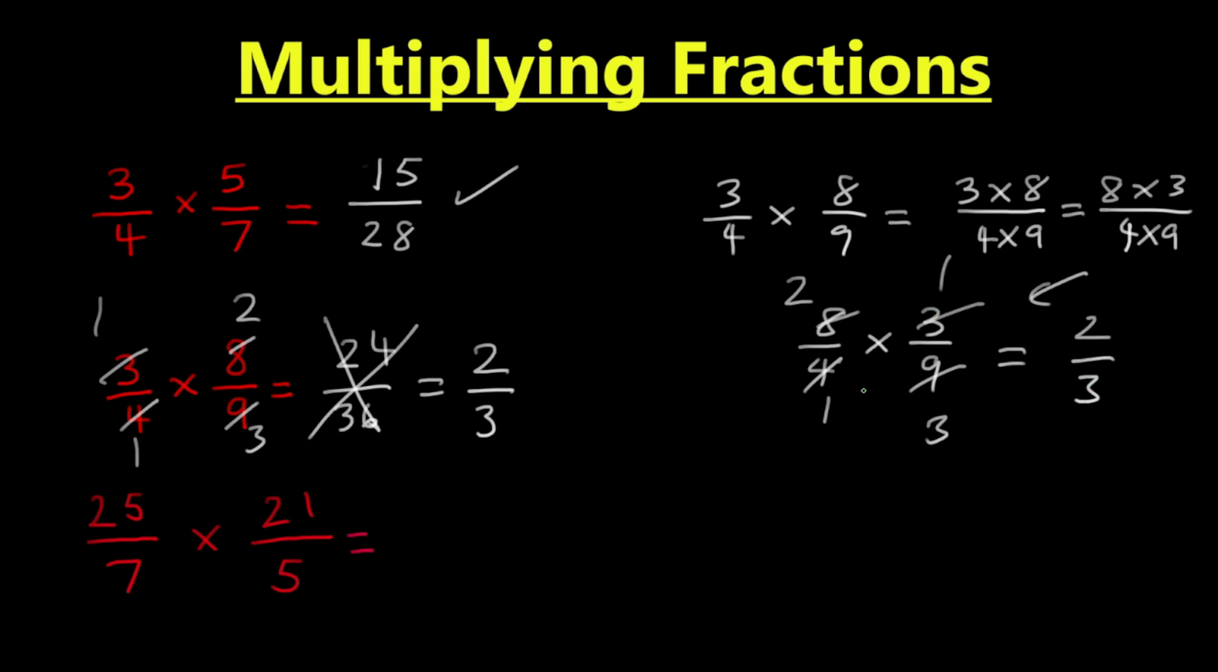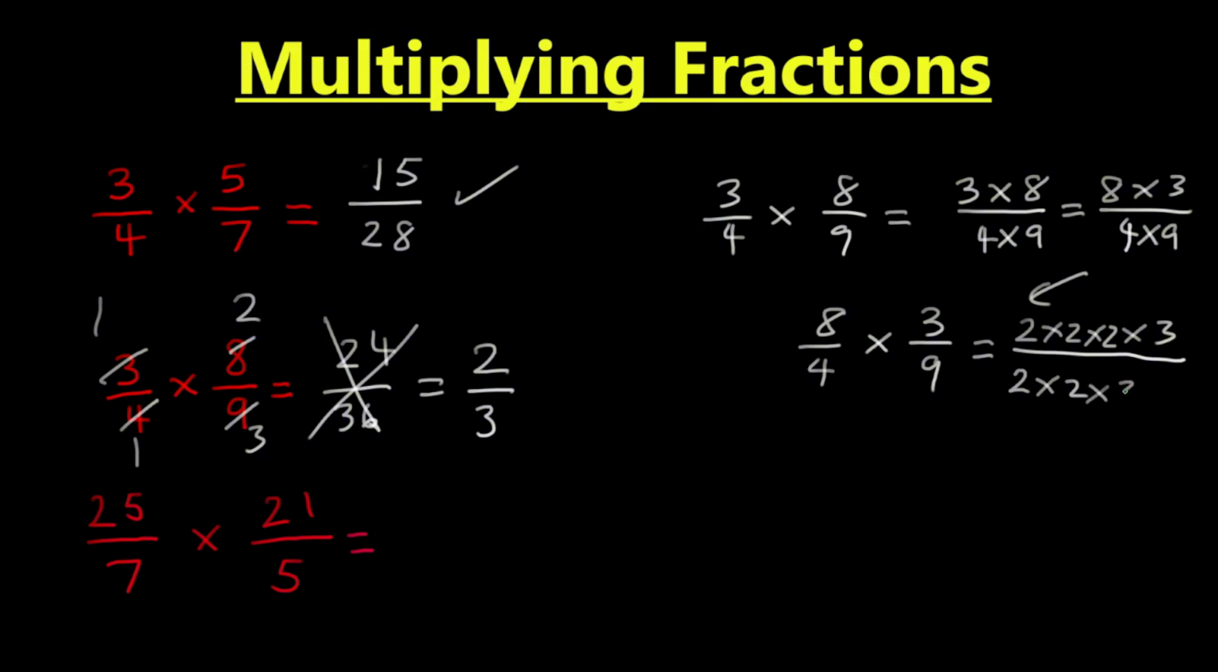If that still doesn't make sense, 8 is the same thing as 2 times 2 times 2. We leave the 3 alone. 4 is the same thing as 2 times 2. And 9 is the same thing as 3 times 3. Now we can start to cross out stuff that's the same on the top and the bottom. The 2's here are the same. The 3's here are the same. The 2's here are the same. And we're left with 2/3. That's why the cross reducing works.